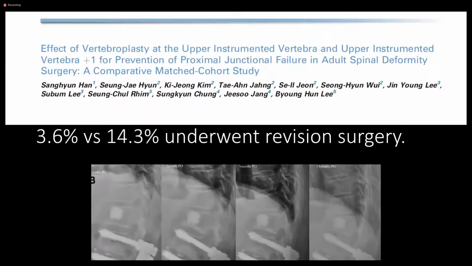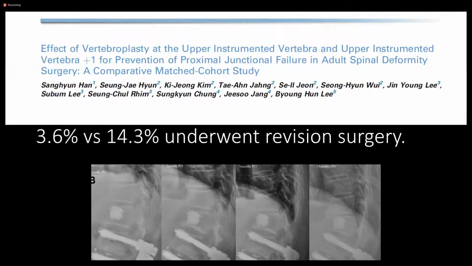So because we really cannot do much to prevent it, is there anything more we can do during the surgery to try to reduce the PJK and the PJF? Then this paper came out in 2018, looking at preventive vertebroplasty of the upper instrumented vertebra and the UIV+1, to see whether that can reduce PJK. Their conclusion was very clear. This vertebroplasty did not do much to prevent PJK, but I have a slightly different opinion.